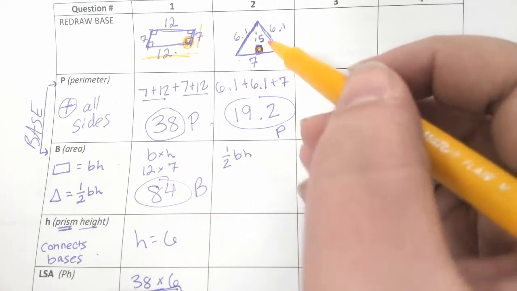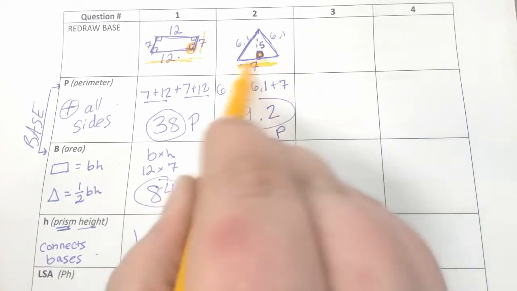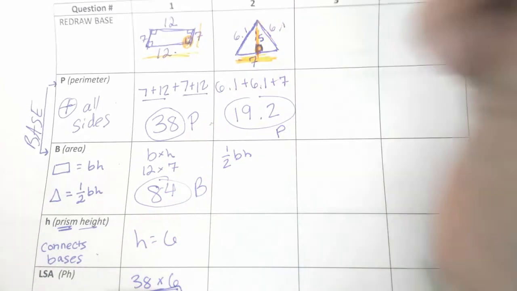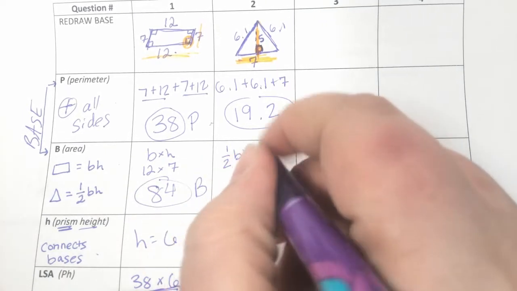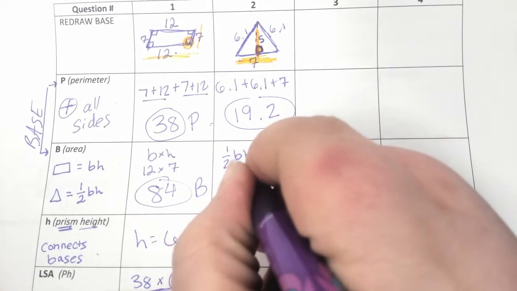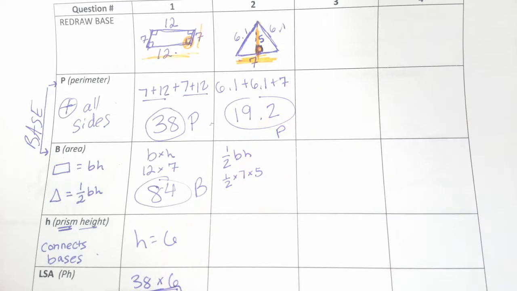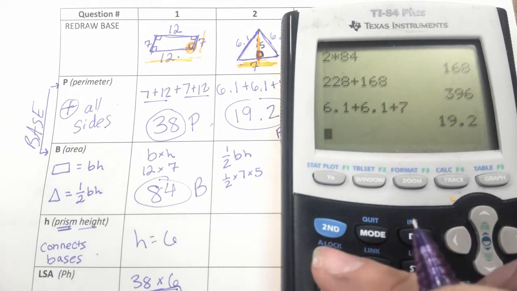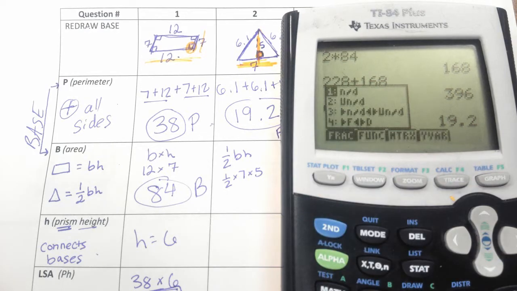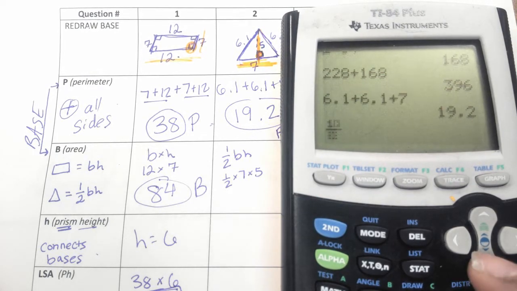That's the 90-degree angle. The two numbers that outline it are 7 and 5. So 1/2 BH is really half times 7 times 5, half of 35. Remember to type a fraction, so we've got 1/2 times 7 times 5.